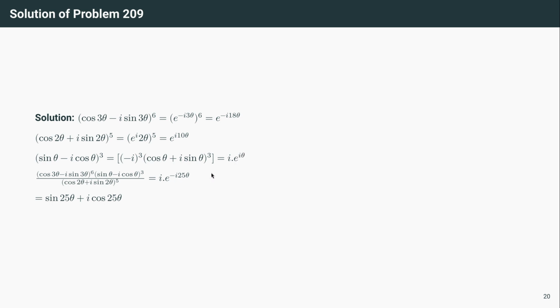Once we have this, we substitute these here and we arrive at i times e to the power minus i 25θ. This is nothing but sin 25θ plus i cos 25θ.